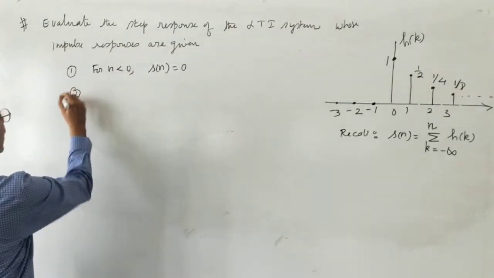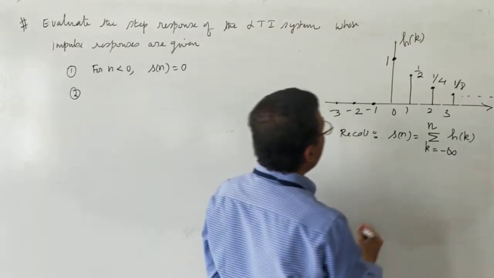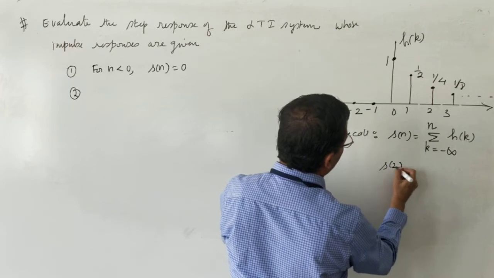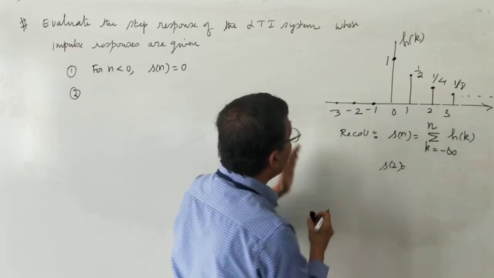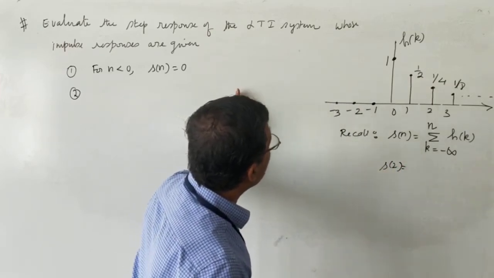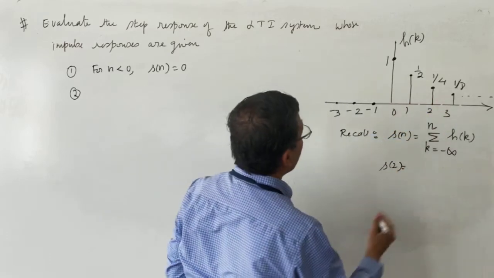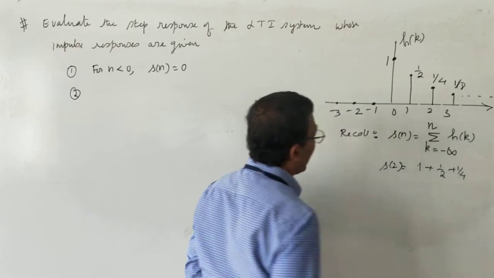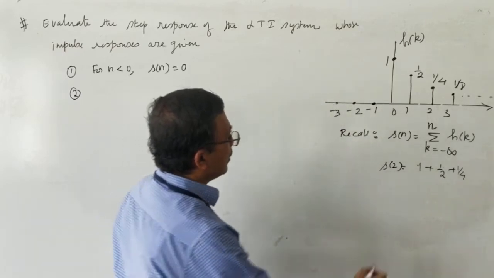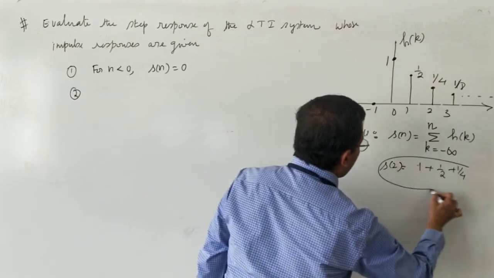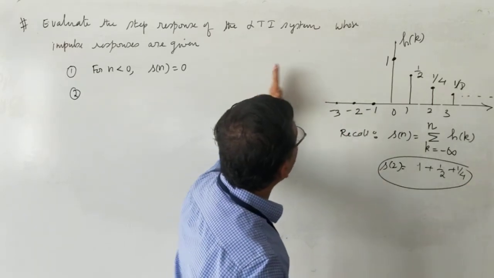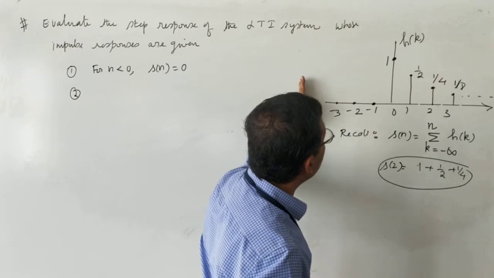Next, I will take n greater than 0. For example, when n is 2, what will be S of 2? Please see the board. S of 2 will be what? Add all the samples from minus infinity to 2. So what you get? 1 plus half plus 1 by 4. Isn't it? Don't write this in the examination. This is only for demonstration. What is S of 2? Add all the samples of h of k from minus infinity till 2.